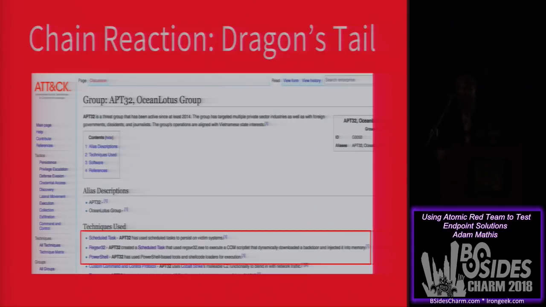Maybe some of them are heavy on BSidesCharm. Some of them are heavy on Squibbly Do, which is a fun name. PowerShell, all that other good stuff. But this is all available to you right now. You can say, okay, this group attacks my people. What do they do when they get in?